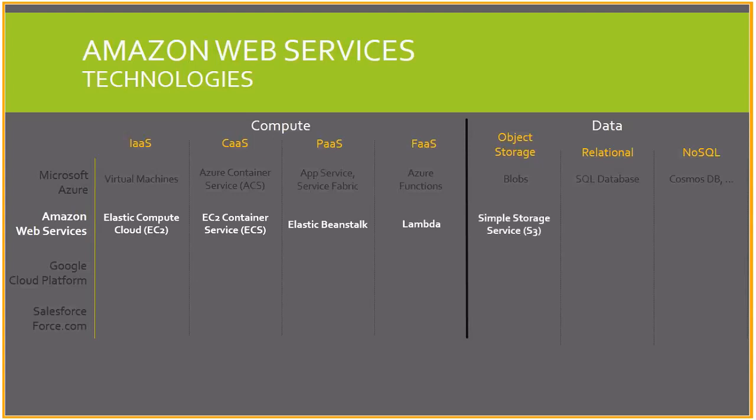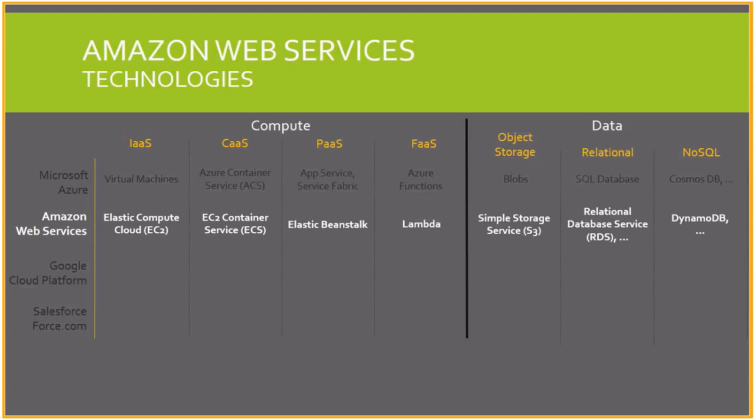Then in data they have simple storage, then relational databases, and so you can see that every other cloud is offering something, each one of them has an alternative. It's just that the name is different. Some of the things might be different, some might be similar, but they have an offering in each scenario, right?